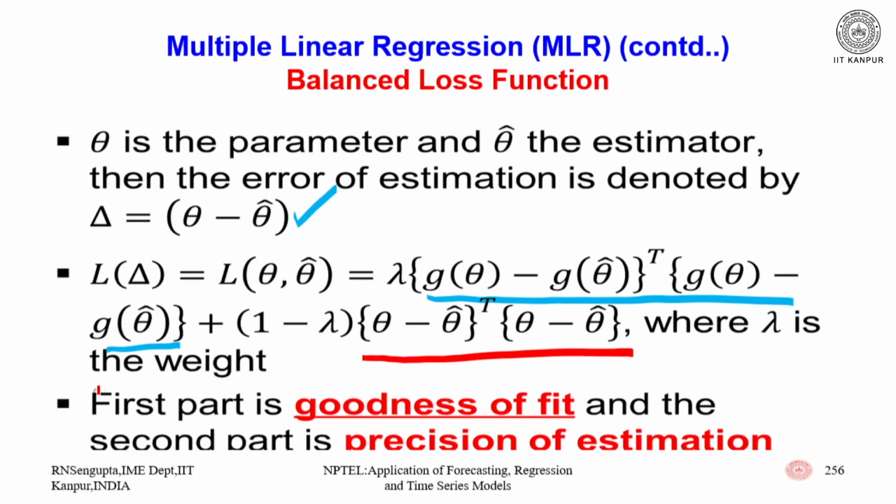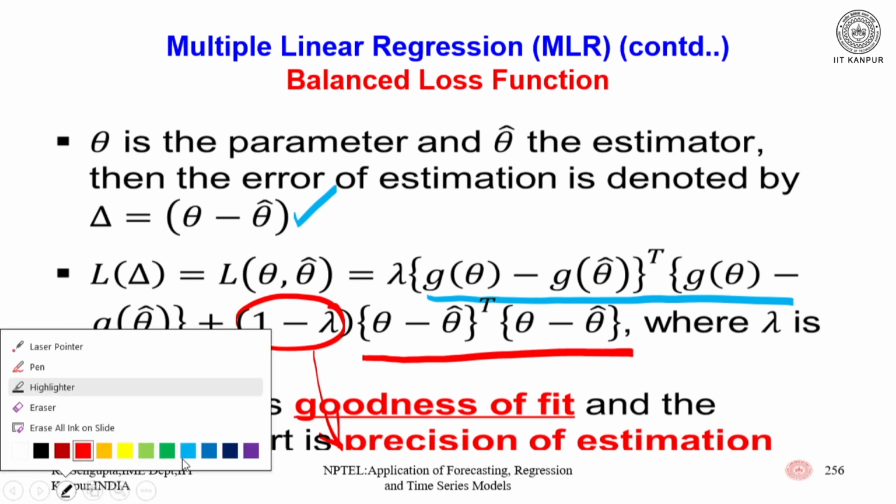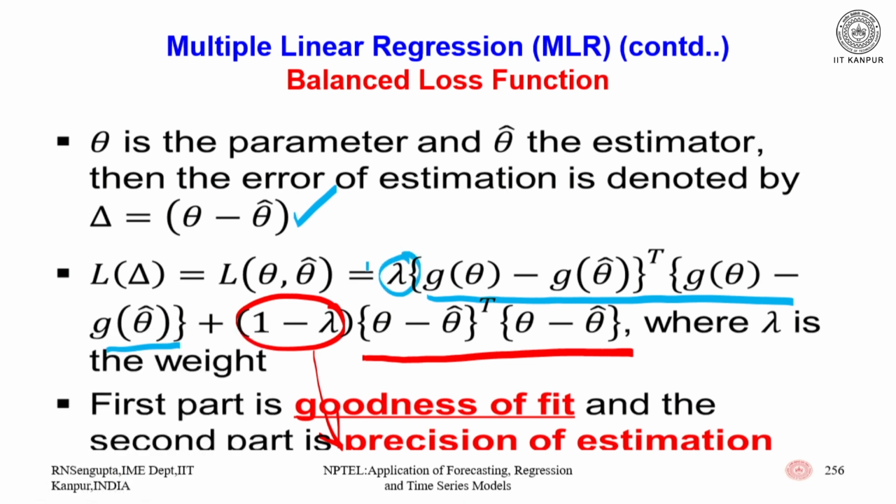So, this 1 minus lambda is the weightage for the precision of estimation, and lambda is for the goodness of fit, and lambda can be 0. Similarly, when lambda is 1, 1 minus lambda would be 0. So, you will weight it, balance it, and that is why the concept of balance loss function. Now, where would we use it, and that will come very soon.